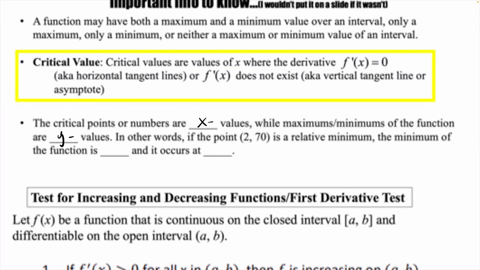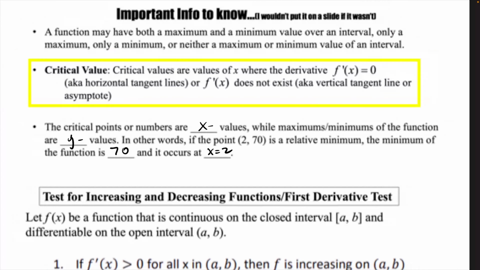So in other words, if the point (2, 70) is a relative minimum, we would say the minimum of the function is 70, because that's the y value, and it occurs at x equals 2. So that's how we would note it. Because sometimes when you ask, what's the minimum value? I have students that say 270. No, we don't want the 2 and the 70. I just want the y value.